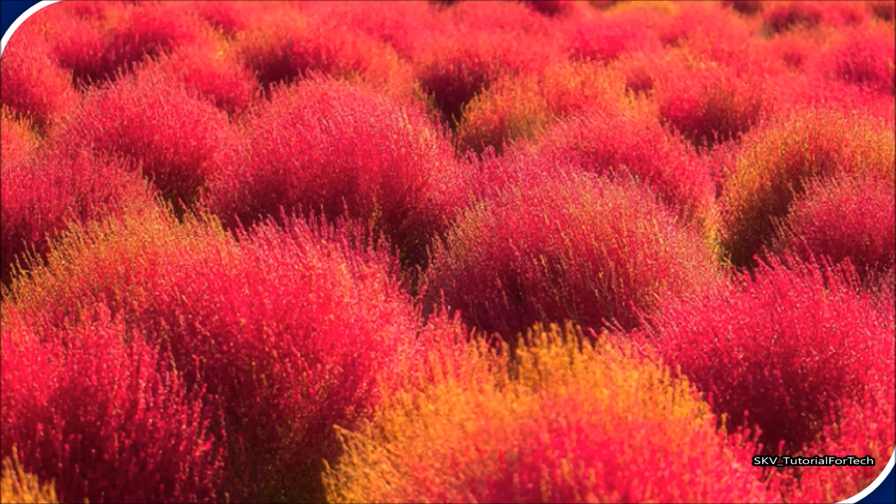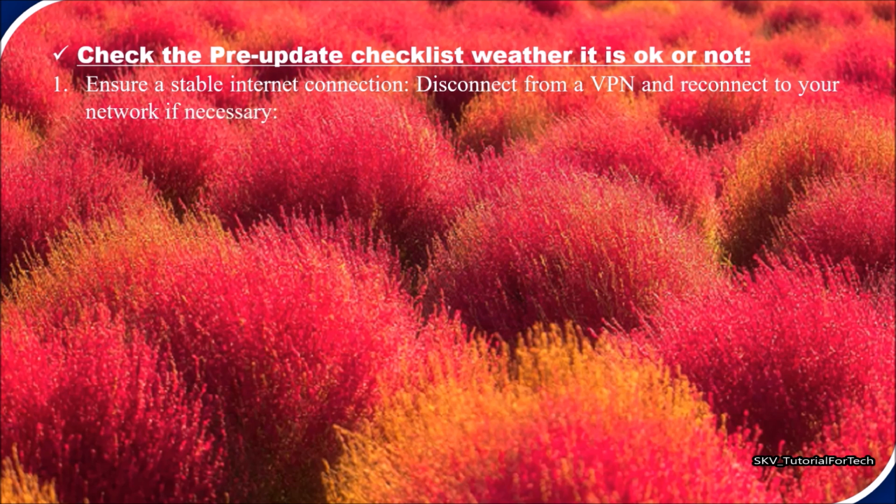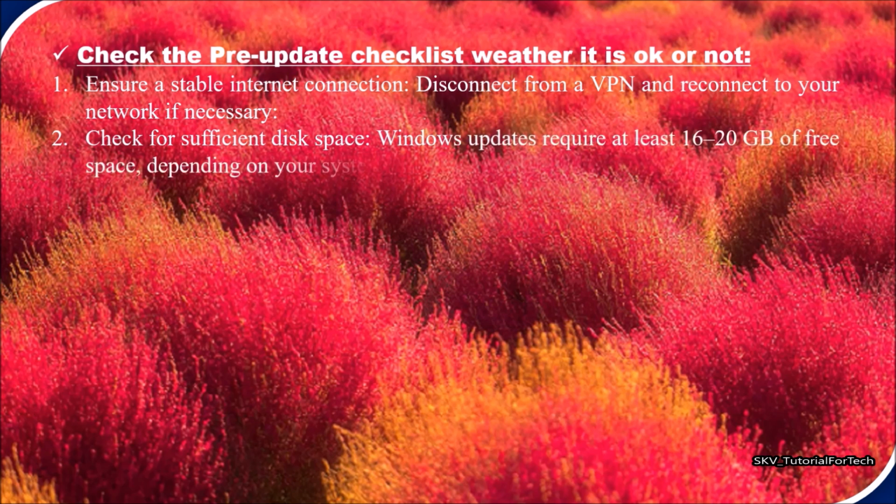First of all, check the pre-update checklist whether it is okay or not. Number 1. Ensure a stable internet connection. Disconnect from a VPN and reconnect to your network if necessary. Number 2. Check for sufficient disk space. Windows Update requires at least 16 or 20 gigabytes of free space depending on your system architecture.